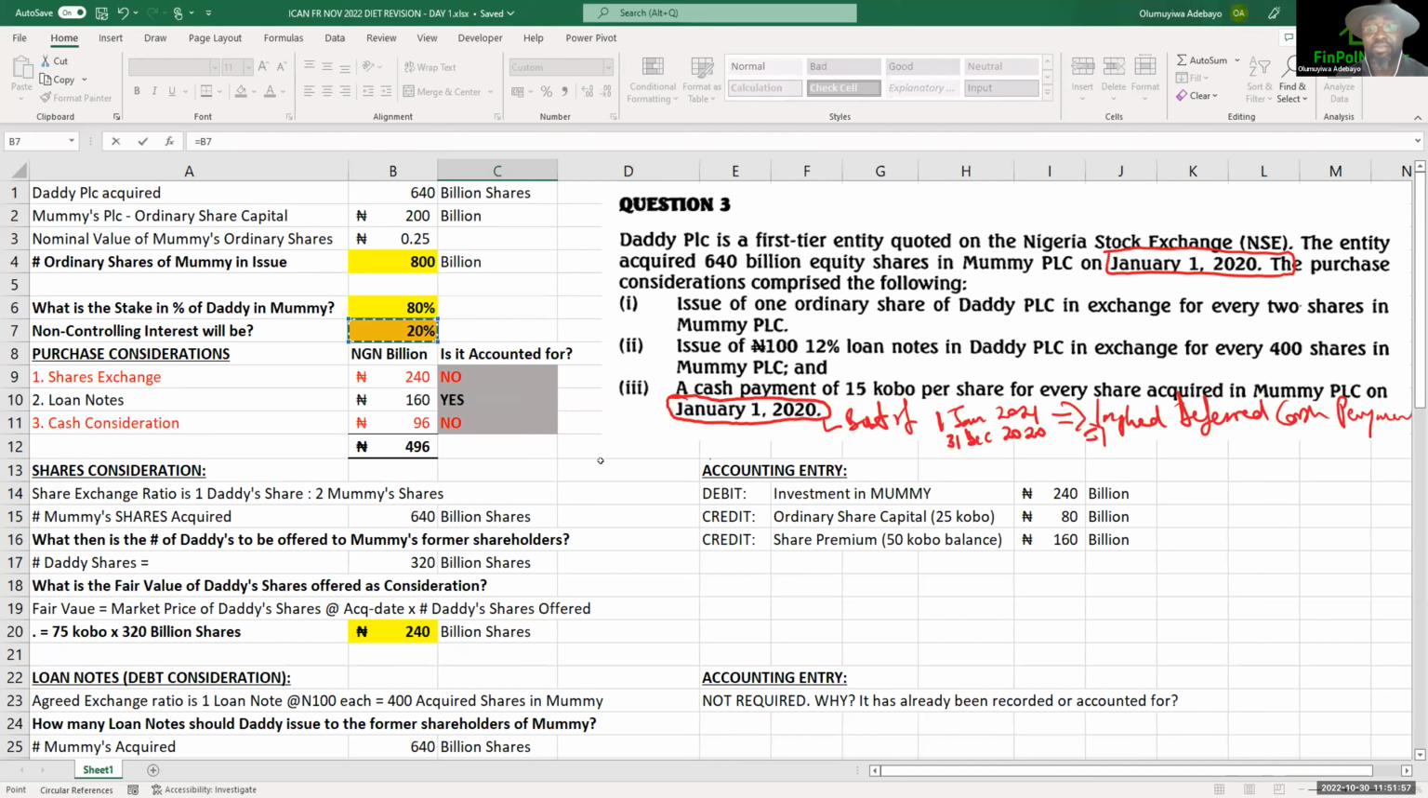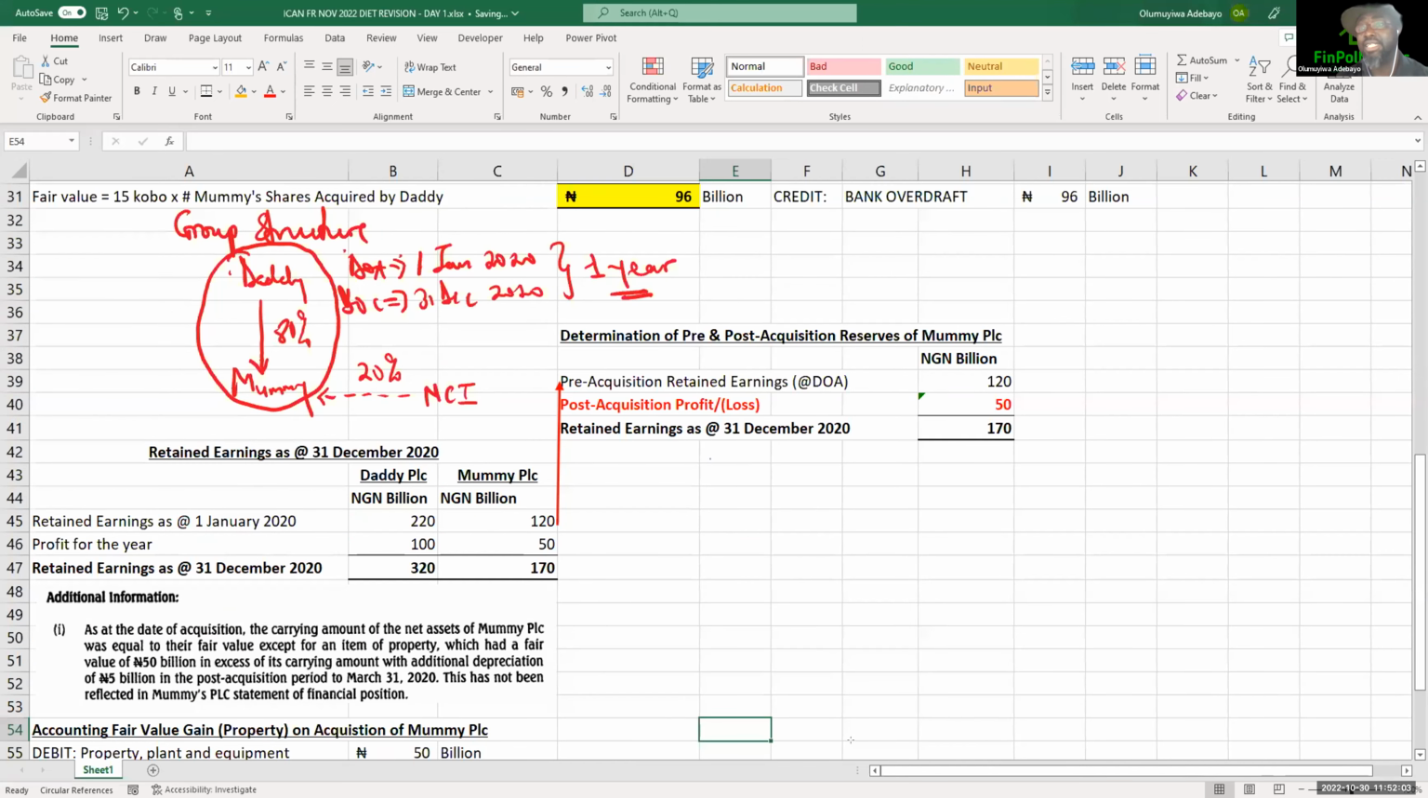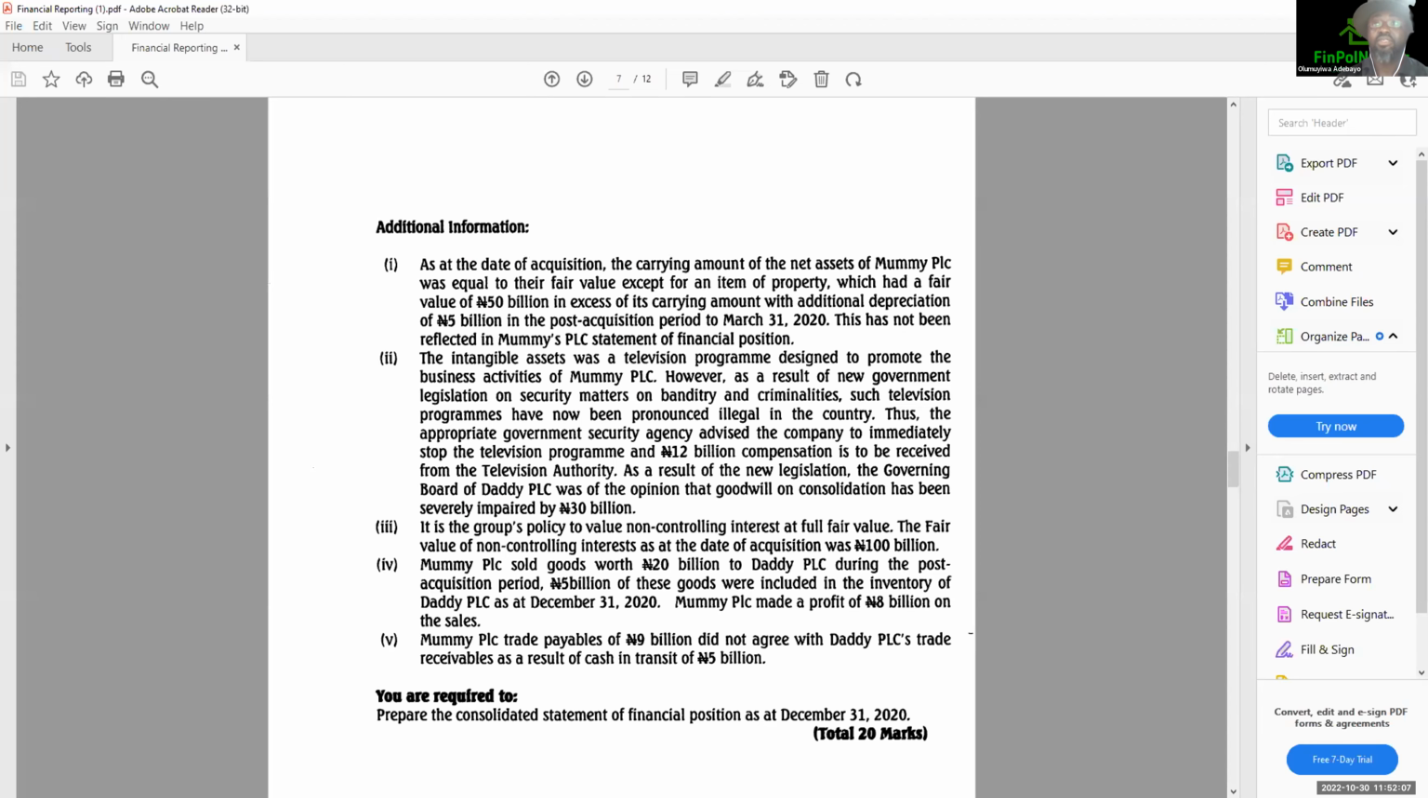Now let's go back to the additional information again. Additional information 2. Can somebody read this and interpret what it is for me before I provide my own interpretation? Who volunteers? Who volunteer? I'm waiting. Okay, over to you.